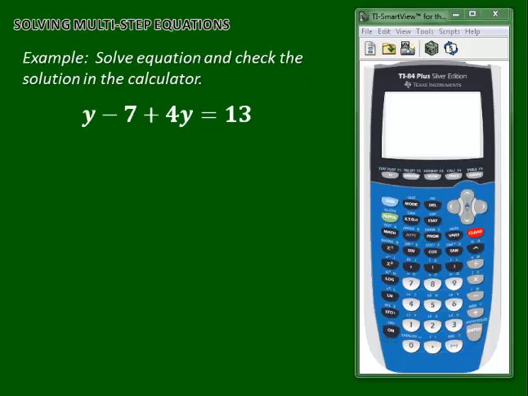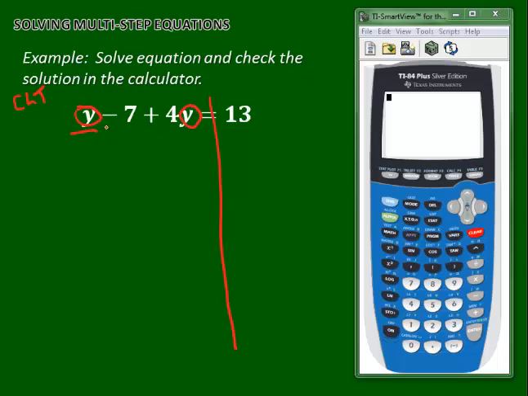Alright, so let's go ahead and start this equation, y minus 7 plus 4y equals 13. Remember, the first thing we're going to do is draw our line through the equals, and then we're going to circle the variable. But if you'll notice, the variable is written down twice. So what that means is I need to combine these things first. So always if we have like terms, we want to combine the like terms. So I'm going to just write CLT for combine like terms.